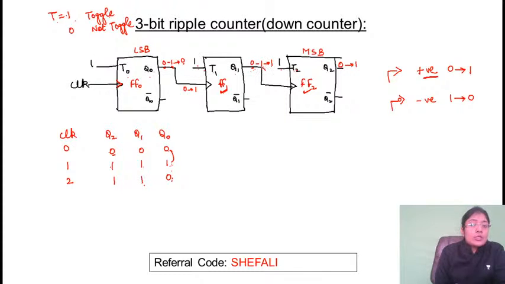Now the value is changed from 1 to 1. So if it is changing from 1 to 1, this flip-flop will not be activated. If not activated, it will return the same output. So the output is 0, 1. It's the most significant bit. So it's 1, 1 and 0.